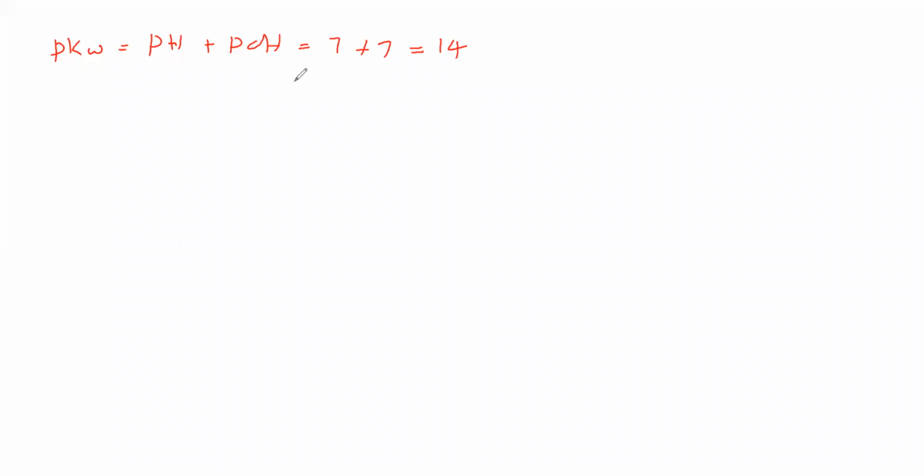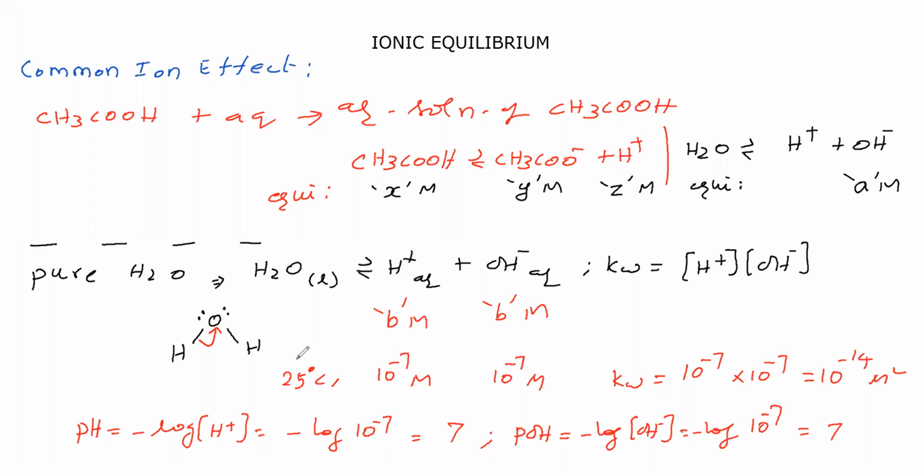So the pH of pure water is 7. At what temperature? At 25 degrees Celsius. So at 25 degrees Celsius, how much is the pH of pure water? It is 7. Now, pure water, whether it is acidic or basic or neutral, what can we say?